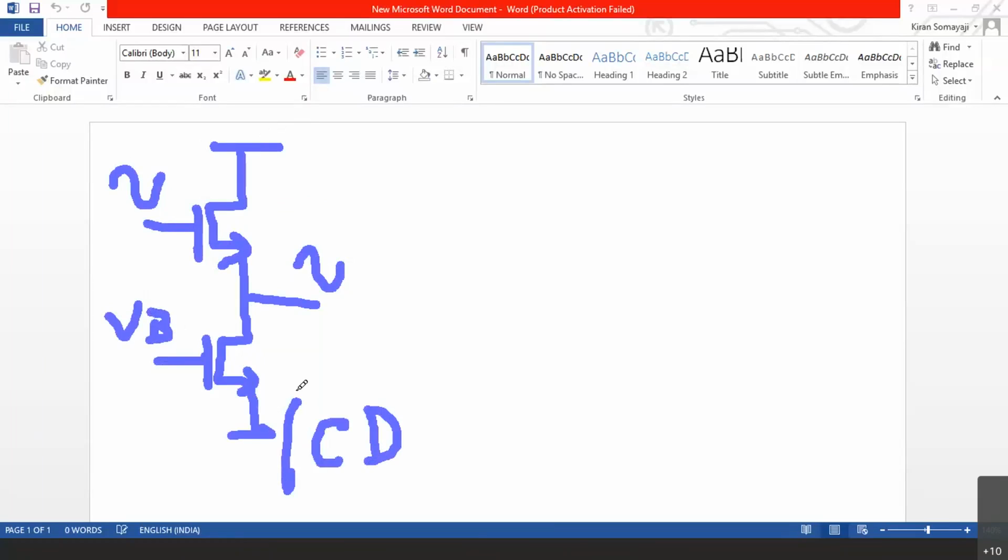This is now a common drain amplifier, which will have a high input impedance, higher bandwidth, low output impedance, and it will have a current gain. Only problem is it does not have a voltage gain. It's a unity gain amplifier.